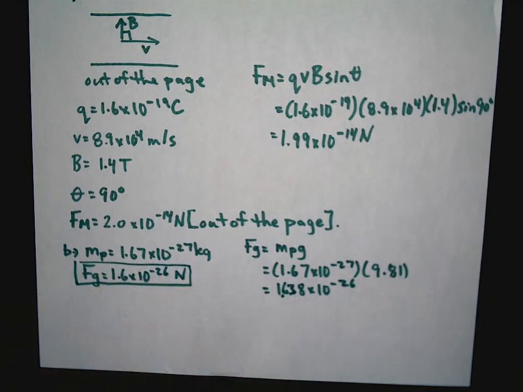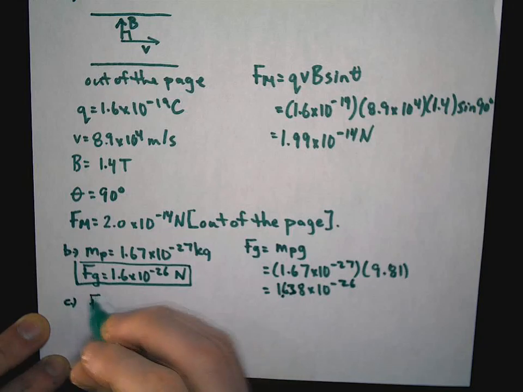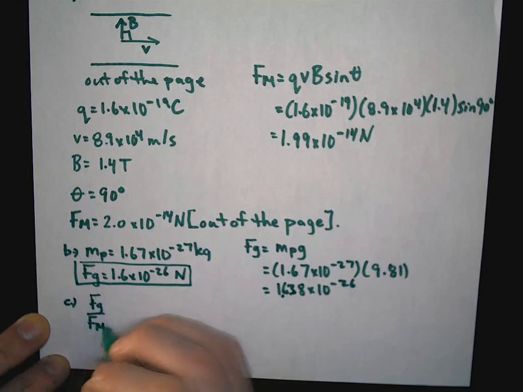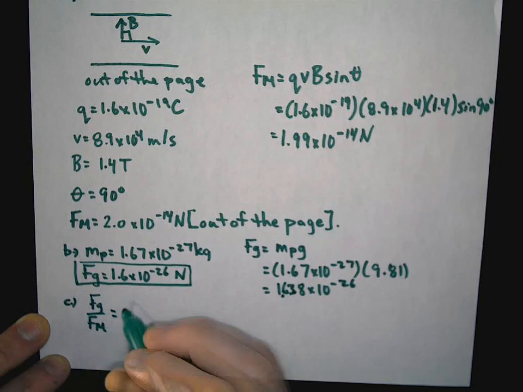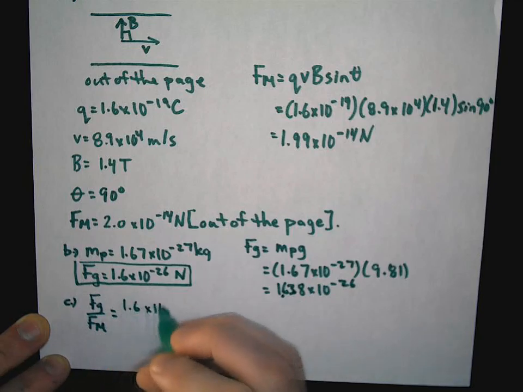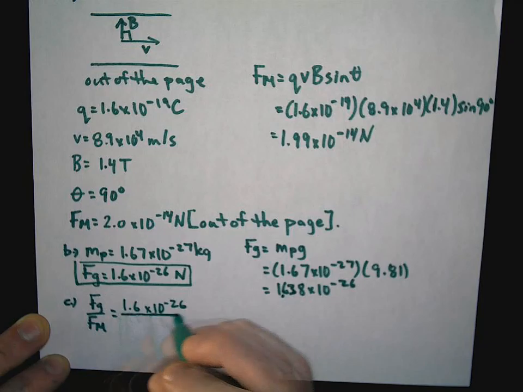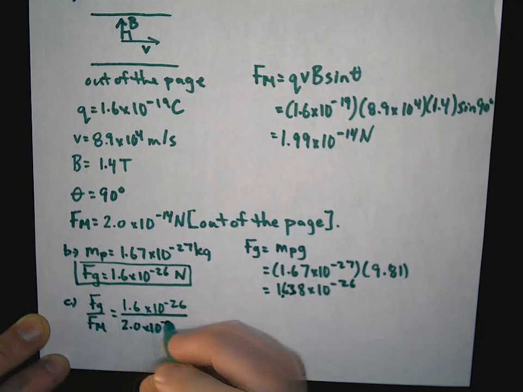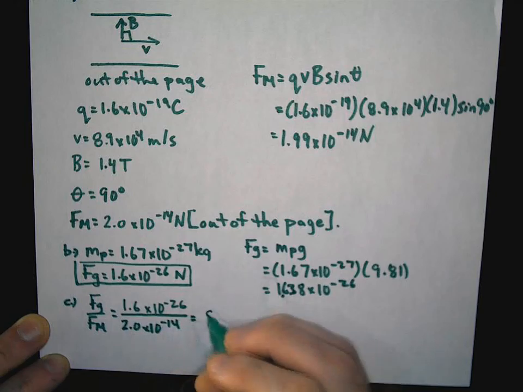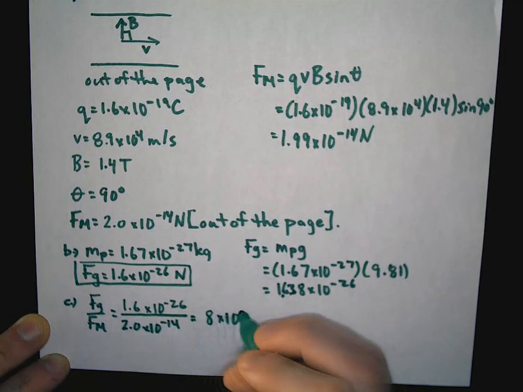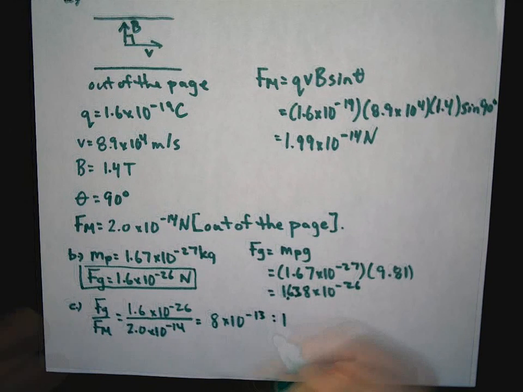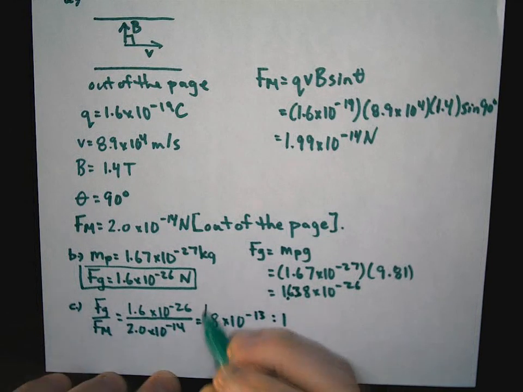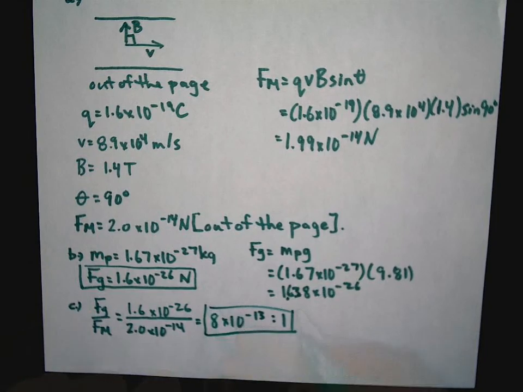And there we are. Then our last question has, let's calculate the ratio in part C. Well, that's very simply going to be Fg over the magnetic force. So we'll take 1.6 times 10 to the negative 26. It's a ratio, so we'll divide it, over 2.0 times 10 to the negative 14, which we end up getting 8 times 10 to the negative 13 to 1 as being our ratio of the gravitational force to the magnetic force.